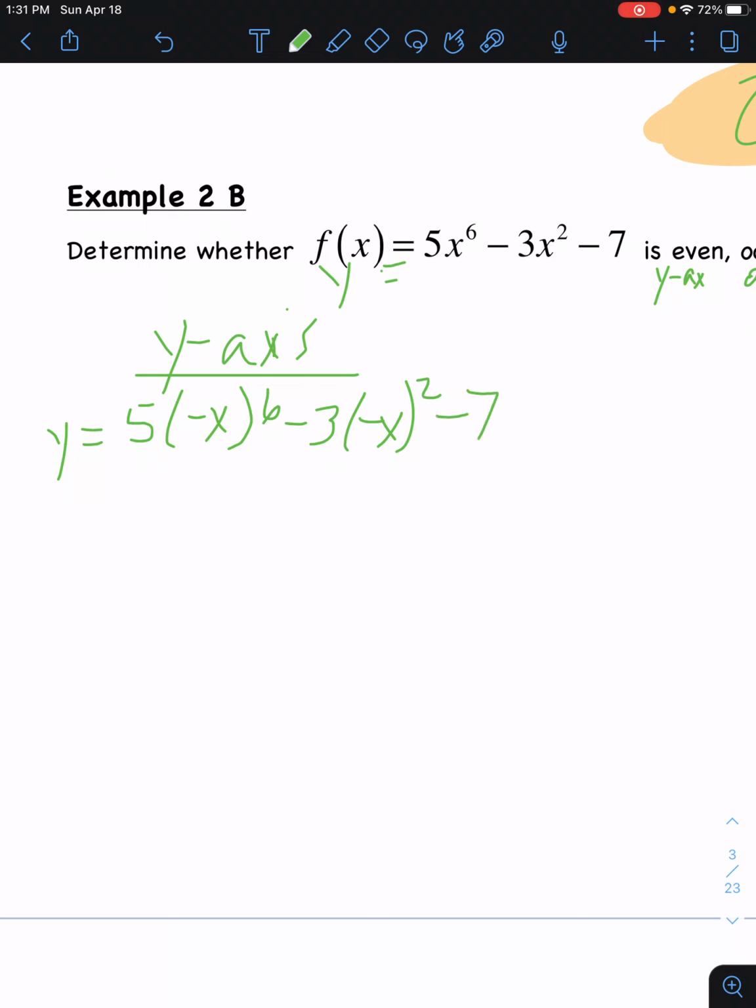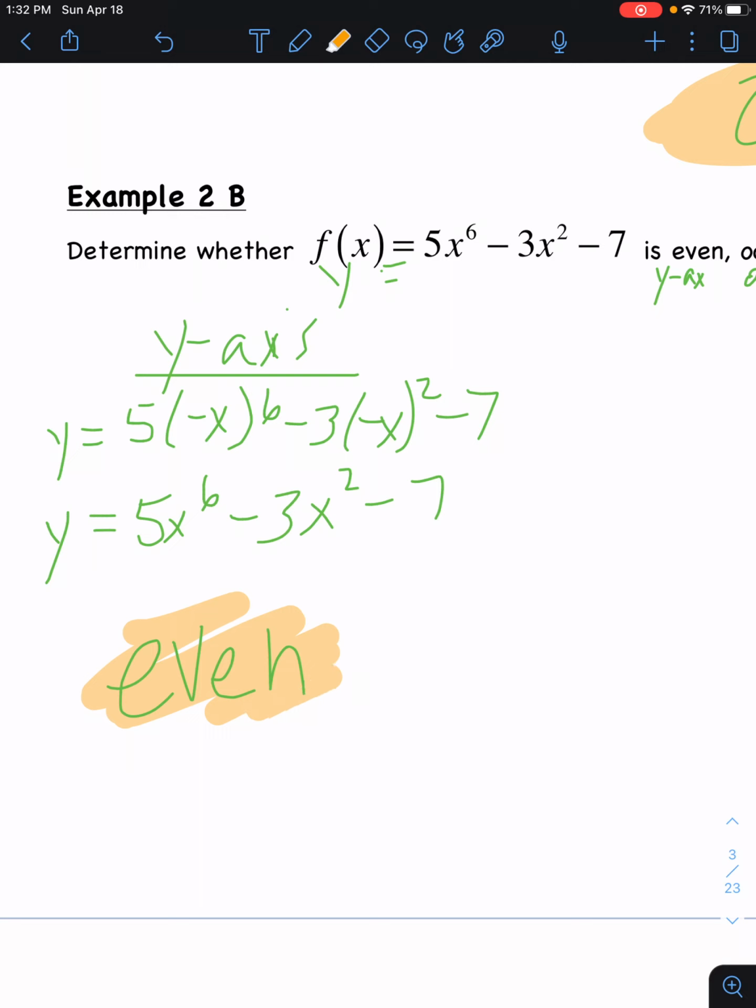And I have even exponents here. When you have even exponents, that means it'll remain status quo. It'll be the same as it was. So negative x to the 6th becomes positive x to the 6th. We keep the 5 positive. This will stay negative 3x to the 2nd. Again, negative x squared is positive, and then minus 7. So this guy actually does turn back into the original problem. So we would say that this function, f of x, is even.